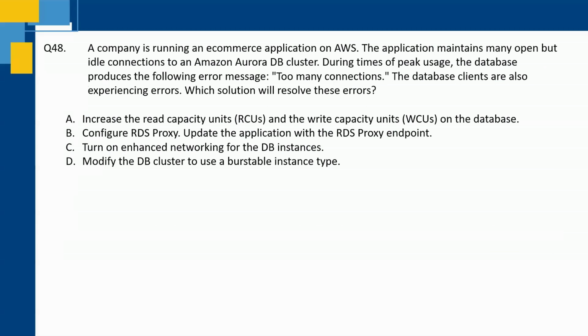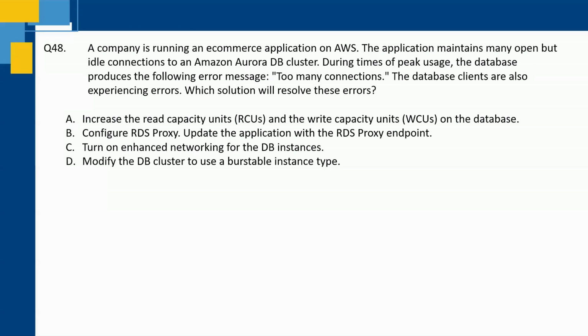Next question. A company is running an e-commerce application on AWS. The application maintains many open but idle connections to an Amazon Aurora DB cluster. During times of peak usage, the database produces the following error message: too many connections. The database clients are also experiencing errors. Which solution will resolve these errors?